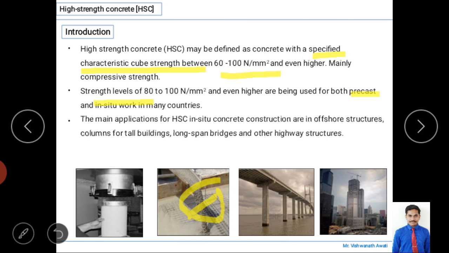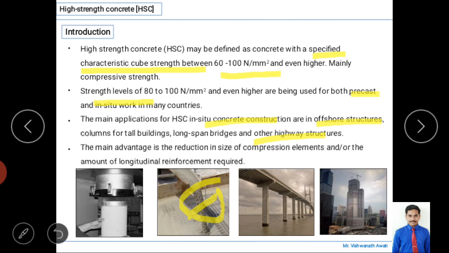Next are some of the applications. The main applications of high strength concrete are in-situ concrete construction, or offshore structures, columns of tall buildings, and long span bridges. You can see long span bridges and tall buildings, right? And highway structures as well.